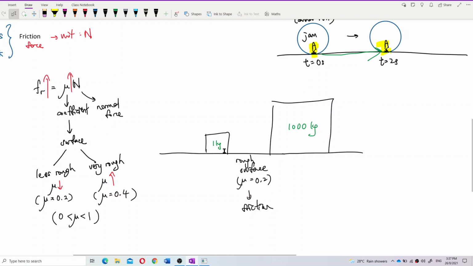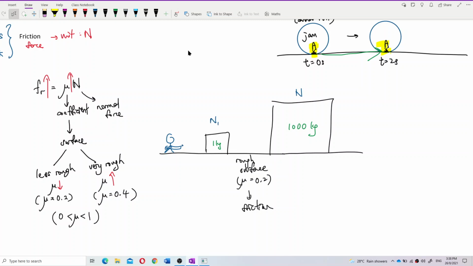Which crate is harder to push? Let's say there's a person who wants to push the 1 kilogram crate and the 1,000 kilogram crate. Which one seems harder to push across the rough floor? Which one will experience higher friction? Of course, the one with 1,000 kilograms. Why? Because the 1,000 kilogram crate will have a higher normal force.